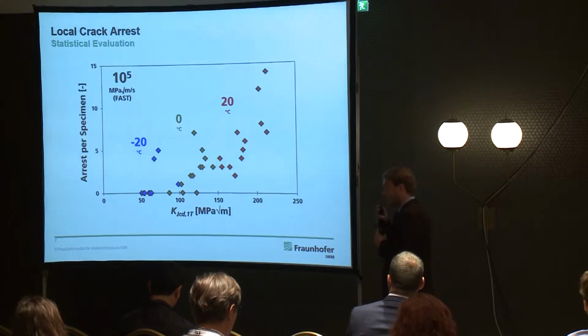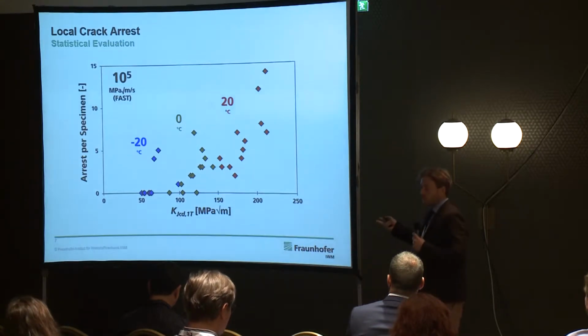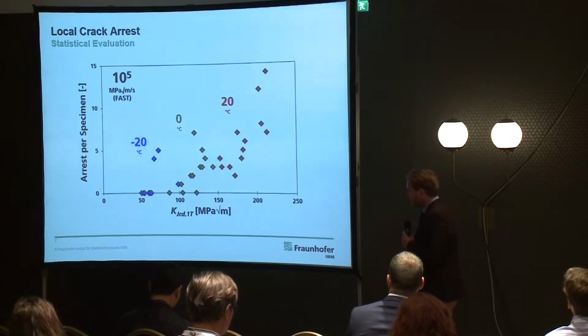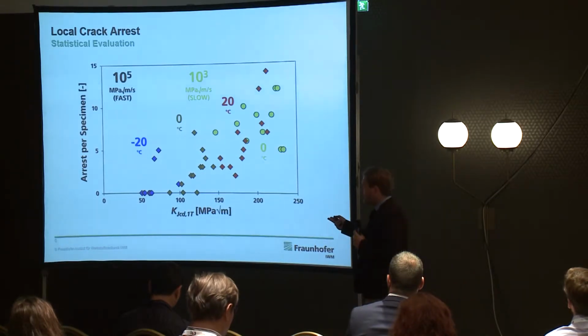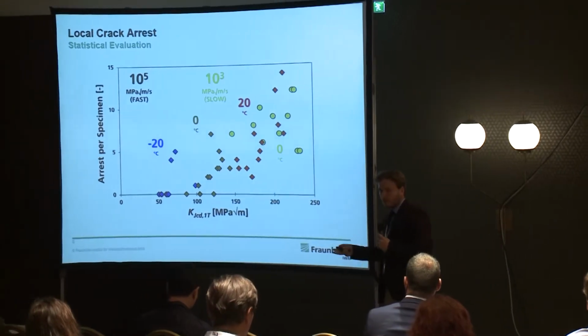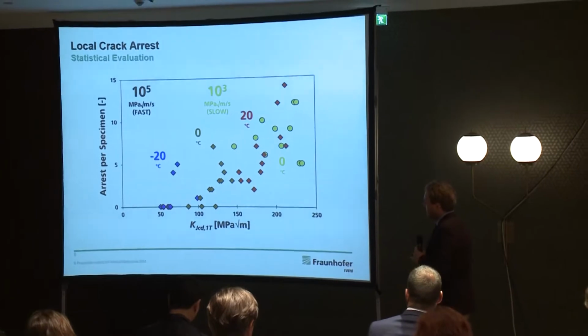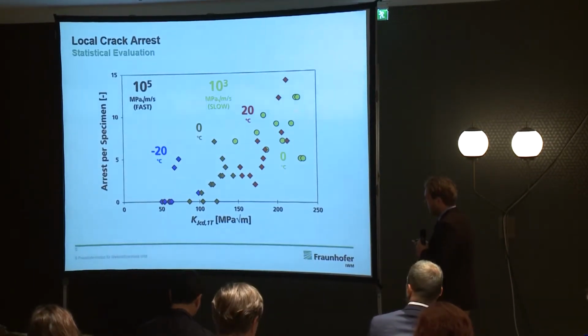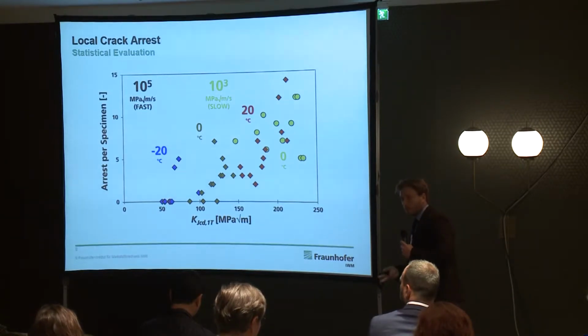But as soon as we increase testing temperature, this is usually the case that every single specimen arrests at least twice before it leads to global failure. This can even go up to about 15 times. What's interesting here too is, if we lower the crack tip loading rate, so the dynamic loading goes down, then we would all expect maybe, okay, the arrest becomes less relevant, but that's not the case actually.